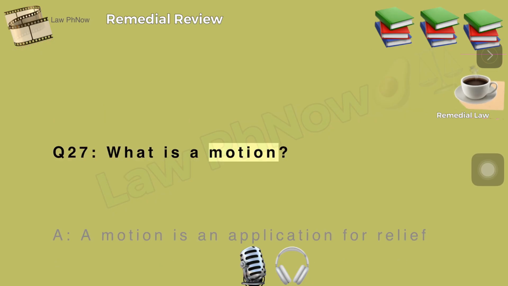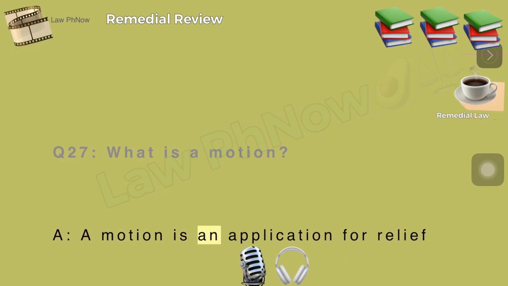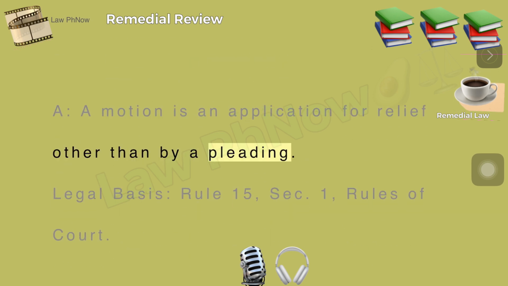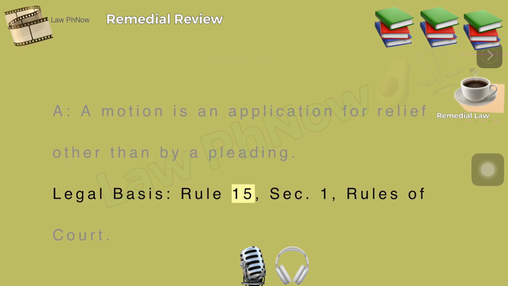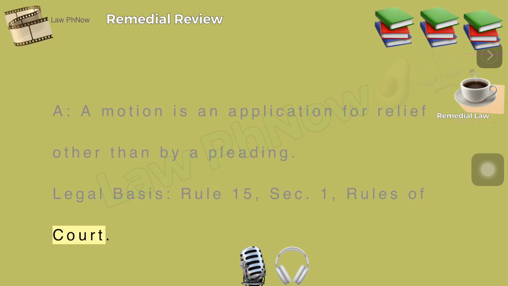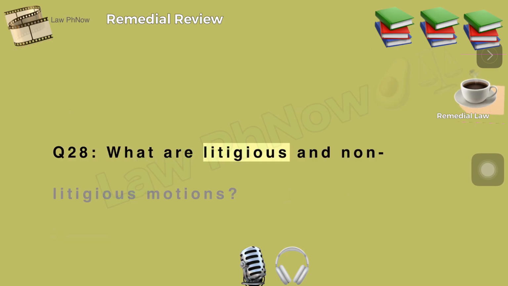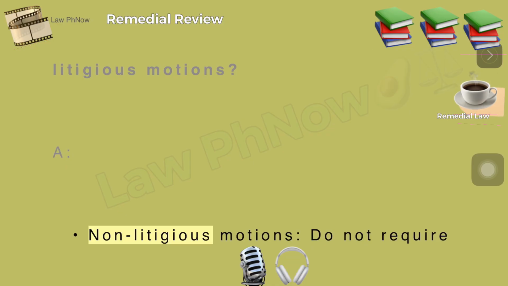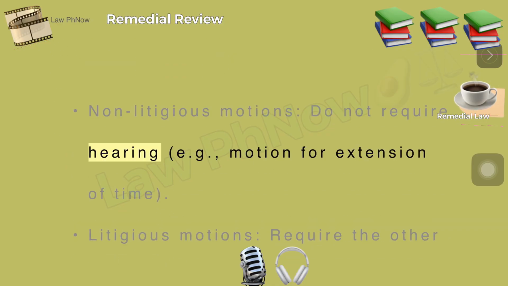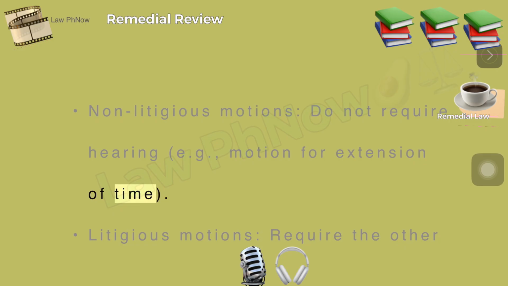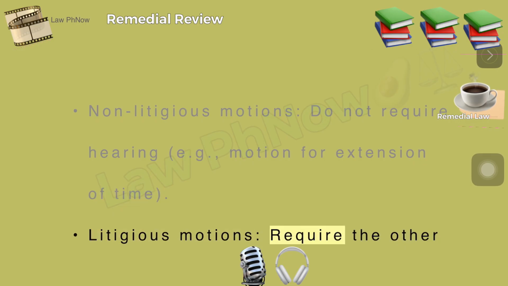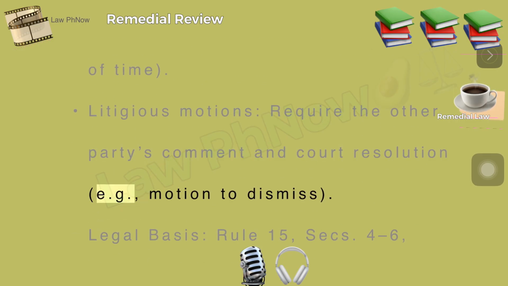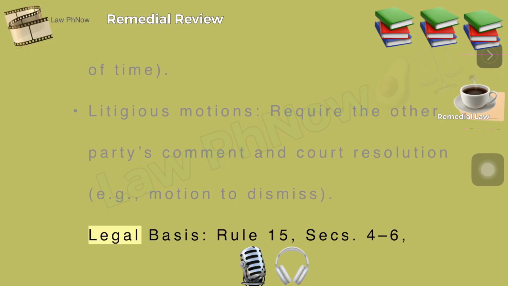Q27. What is a motion? A. A motion is an application for relief other than by a pleading. Legal basis: Rule 15, Section 1, Rules of Court. Q28. What are litigious and non-litigious motions? A. Non-litigious motions do not require hearing, e.g., motion for extension of time. Litigious motions require the other party's comment and court resolution, e.g., motion to dismiss. Legal basis: Rule 15, Sections 4 to 6, Rules of Court.